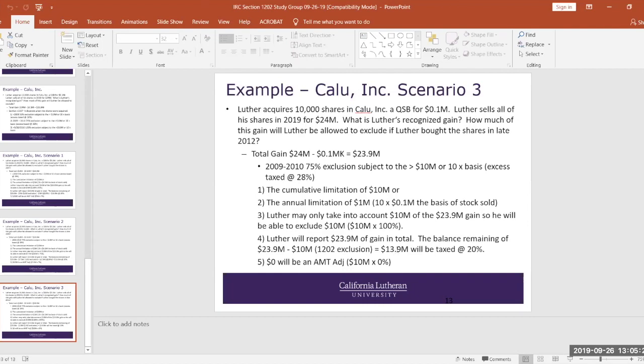Is it possible? Can you roll over the gain? So the 10 million is excluded, so I don't have to pay taxes on 10. Could I then roll over the 13.9, however much that I could? I don't know if that's possible or not. Yes, it is possible, but the way that it would have to be set up is the following.